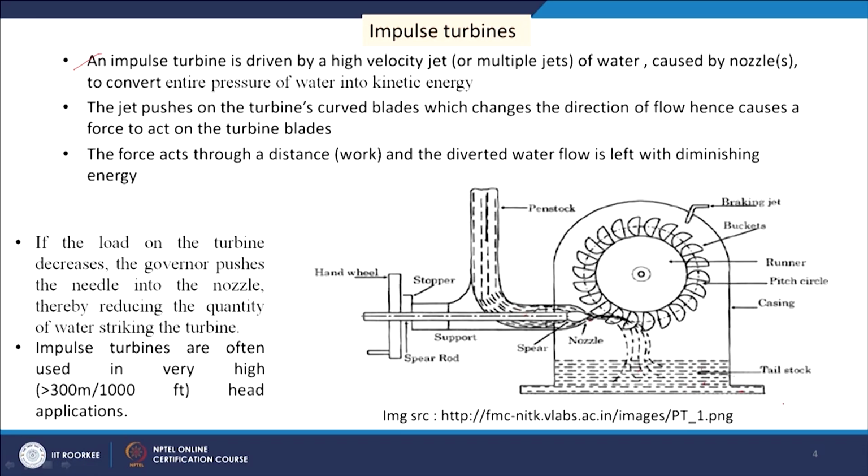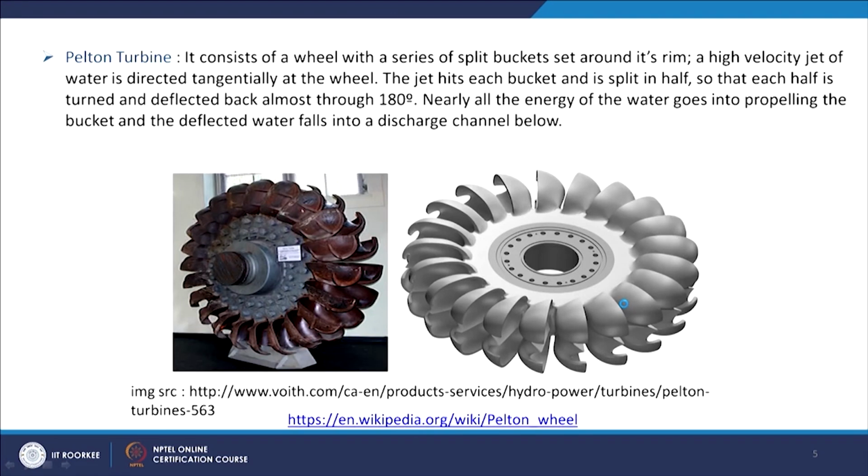If the load on the turbine decreases, that means I need less electricity, then we have to reduce the water flow, and that is done by the governor by pushing this needle into the nozzle. These impulse turbines are often used in very high head applications. One example of this impulse type turbine is the Pelton turbine.